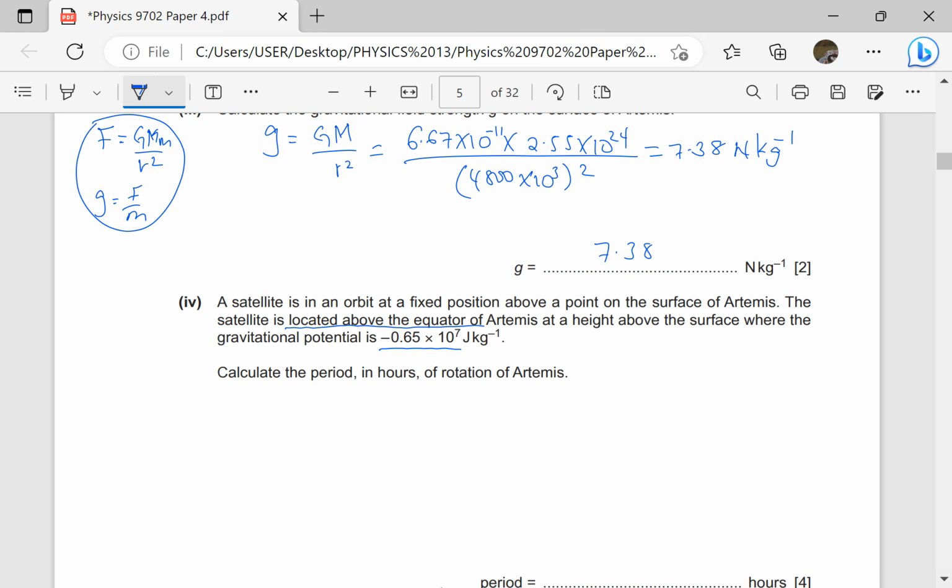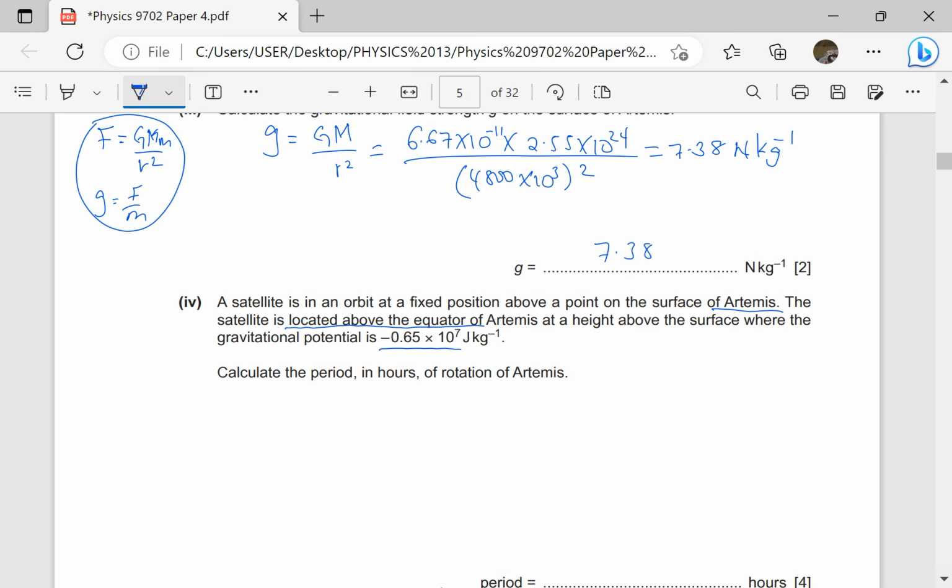That means if it was above the Earth's surface, it would be geostationary, but I can't call it geostationary, since it is above another planet called Artemis. So we can say it is going to behave like a geostationary satellite, meaning it has the same period as the rotation of Artemis itself. So we want to calculate the period in hours of rotation of Artemis.